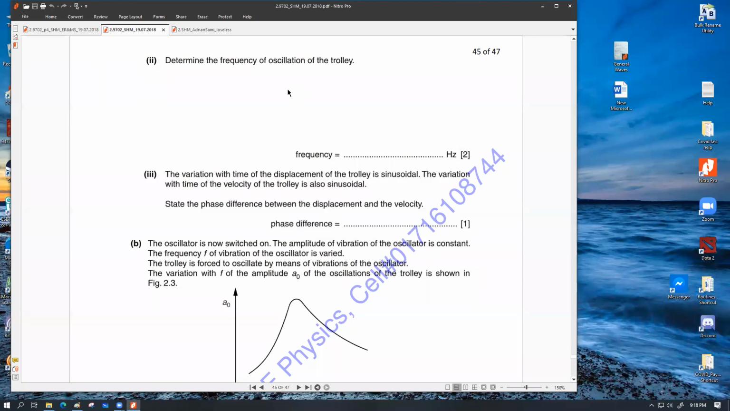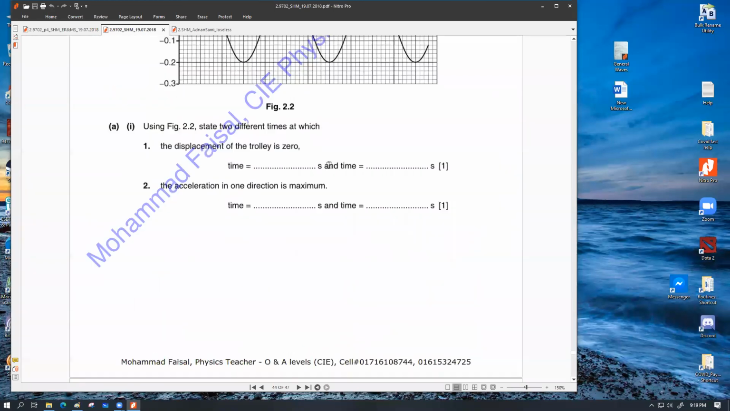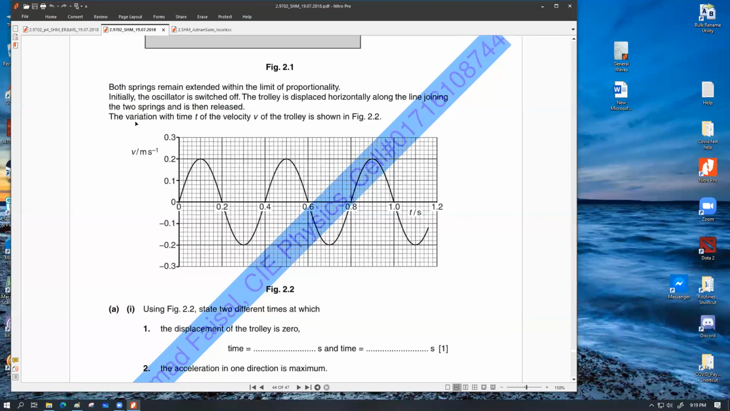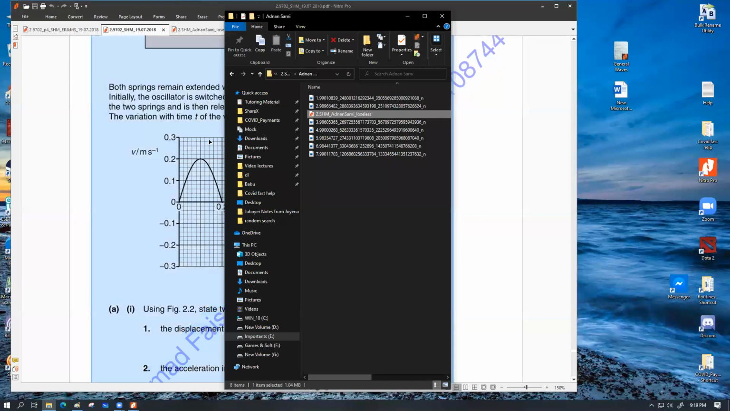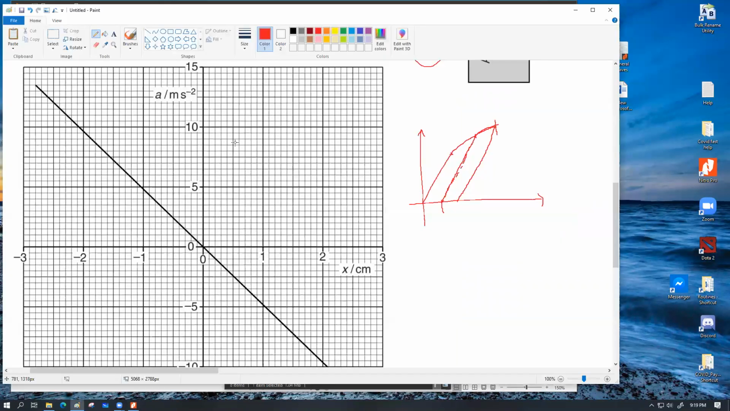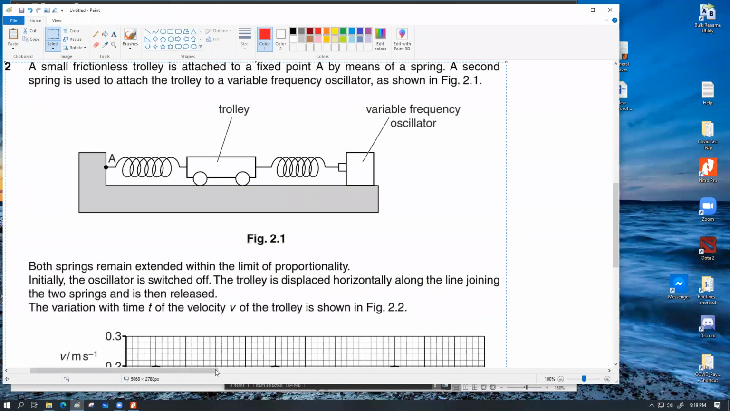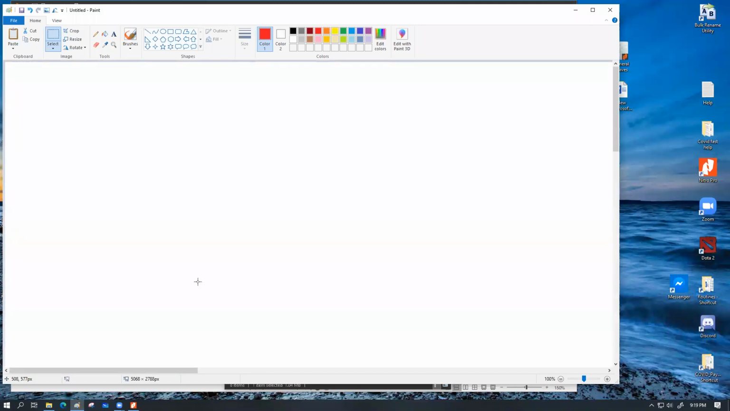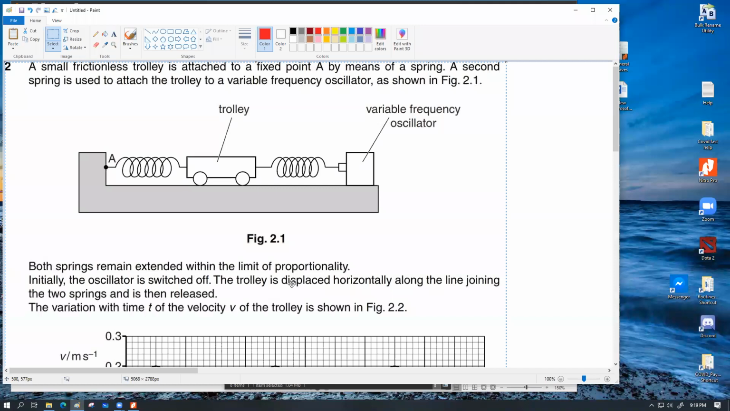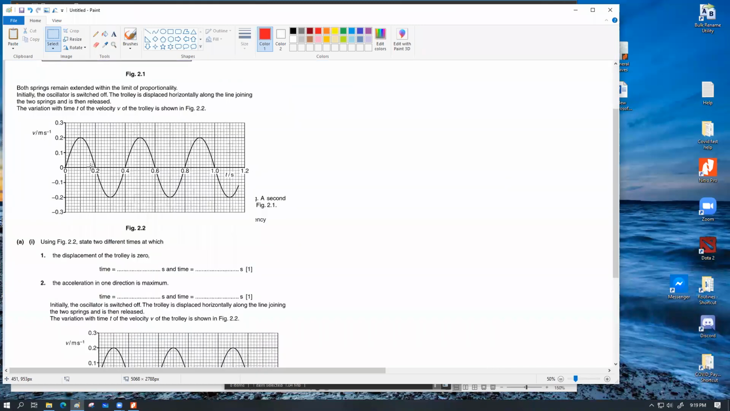So state the phase difference between the displacement and the velocity. 90 degree. Sir, I didn't understand the meaning of question A3. I'll help you understand. Don't worry. Have a look. This is a VT graph, right? If I want to convert this into a displacement time graph, how is this graph going to look? I'm going to draw that onto this exact portion.